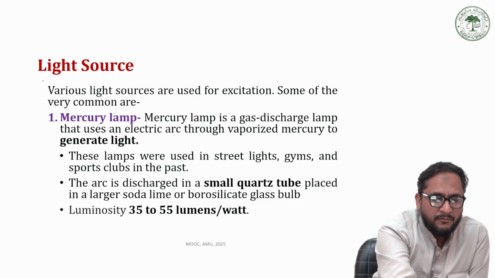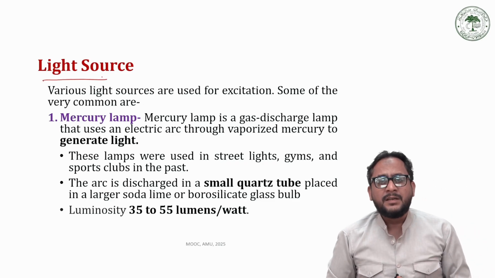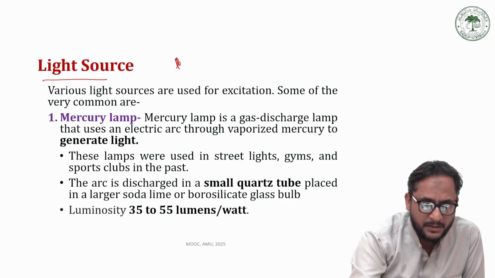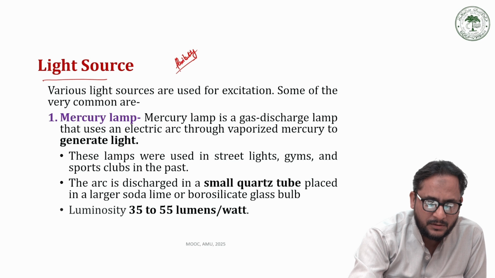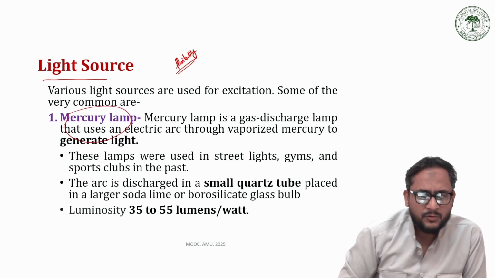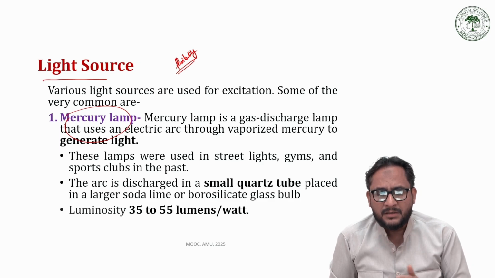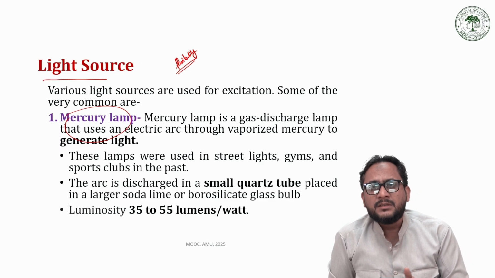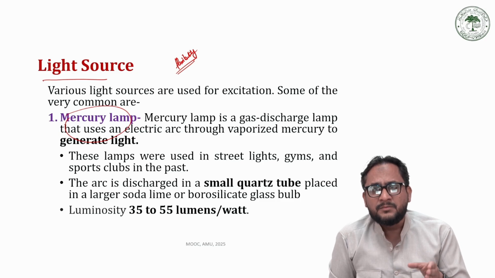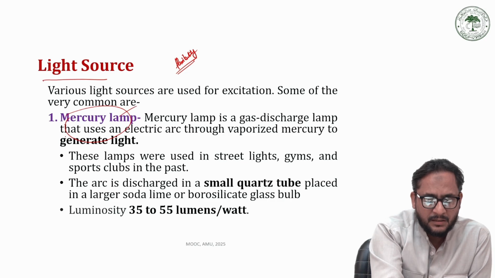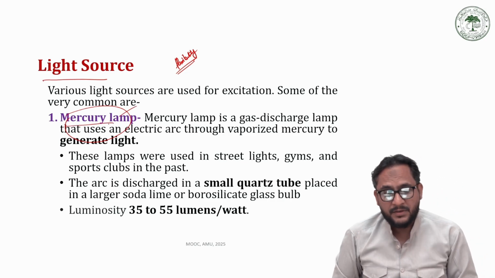Various light sources can be used in spectrophotometers, so we have the flexibility of using different light sources. We generally use the mercury lamp. In the past, we quite frequently used these mercury lamps, but at present they have been replaced with other lamps like the xenon lamps. Anyway, I will discuss the mercury lamp here.